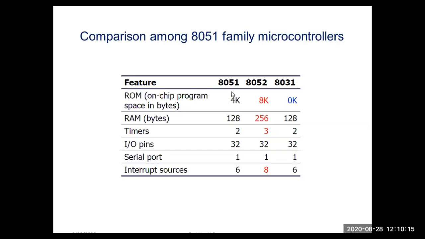RAM, in case of 8051, 128 bytes of RAM is available. In case of 8052, double, that is 256 bytes of RAM is available. And in case of 8031, 128 bytes of RAM is available. Timers, number of timers available in case of 8051, 2 timers are there, timer 0, timer 1.